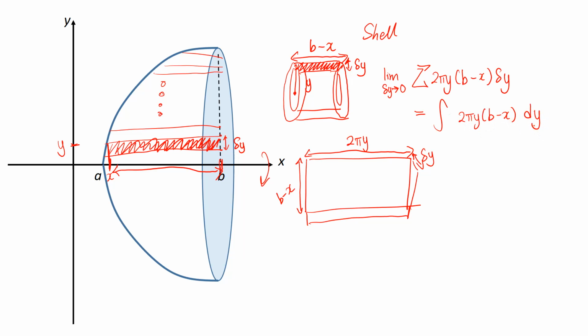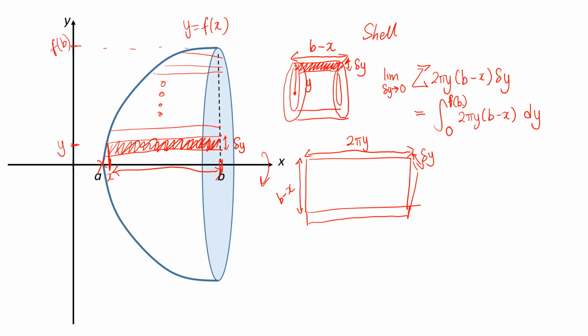Because we are doing a dy, our limits will have to come from the y values, and in this case 0 to this point here. If this curve is called y equals f(x), then this will be my f(b). So 0 to f(b).